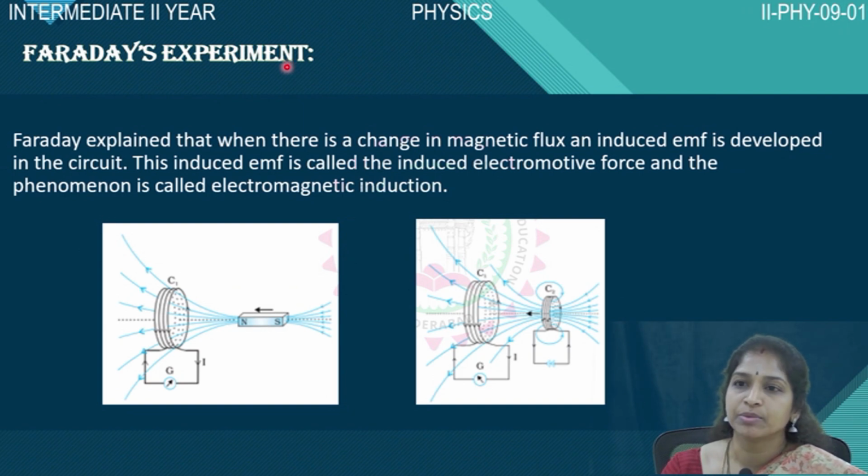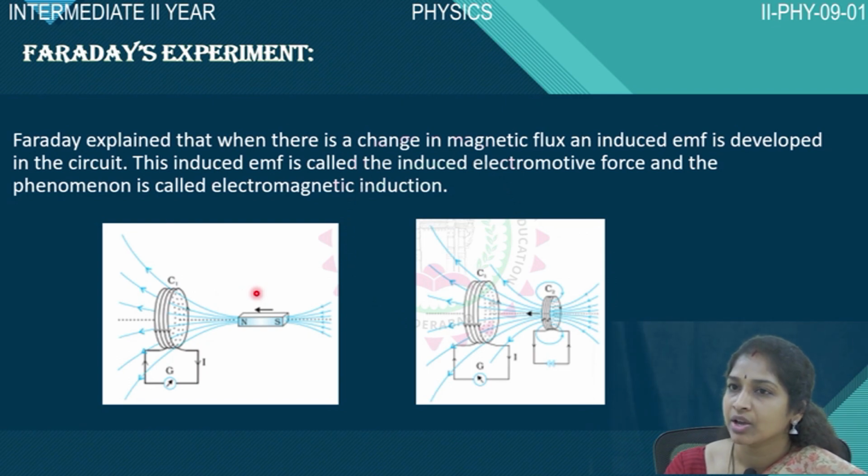In Oersted's experiment, we discussed that when current passes through a coil or a conductor, it acts like a magnet. That means it produces a magnetic field. So according to Oersted's experiment, when there is a change in the current, a magnetic field is produced. Now Faraday's experiment is the converse of that, meaning the reverse of that experiment.